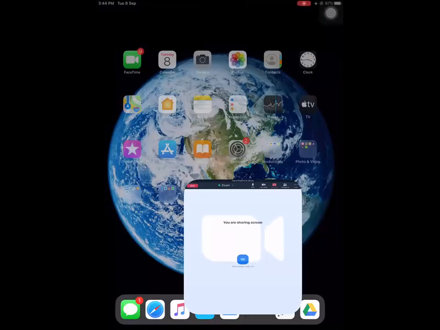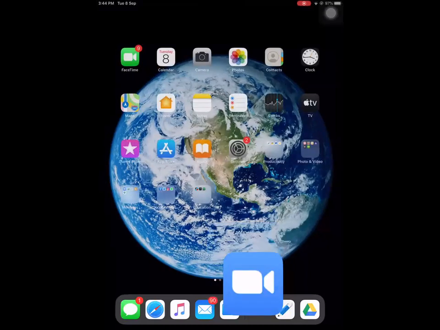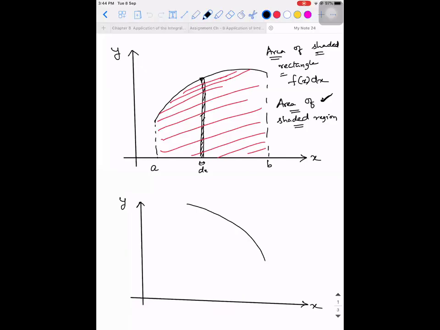So I hope it is clear. If you want to find the area of the shaded region, what is the mathematical tool that we can use? We can use integral of f of x dx from where to where? A to B. So when you do this, what you are going to get is the area of the shaded region, or I can say the area made by the function with the x-axis. So I hope this is clear, right?